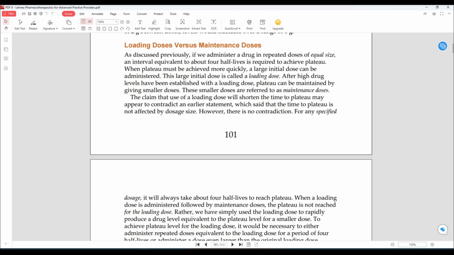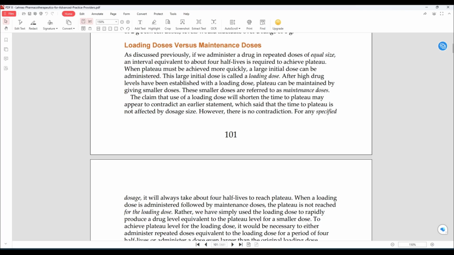The loading dose versus the maintenance dose. As discussed previously, if we administer a drug in repeated doses of equal size, an interval equivalent to about 4 half-lives is required to achieve plateau. When plateau must be achieved more quickly, a large initial dose can be administered. This large initial dose is called the loading dose. After a high drug level has been established by the loading dose, plateau can be maintained by giving smaller doses. These smaller doses are referred to as the maintenance dose.